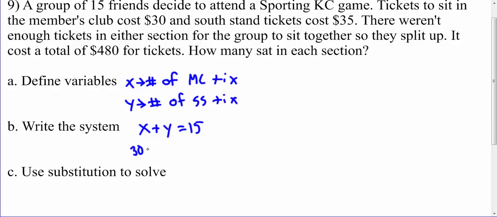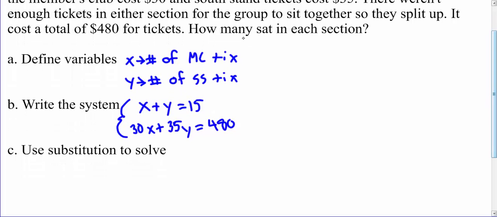Each person that was in the members club spent $30, and in the South stands they spent $35, and the grand total was $480 for the 15 of them to go to the game. So our system looks like that.